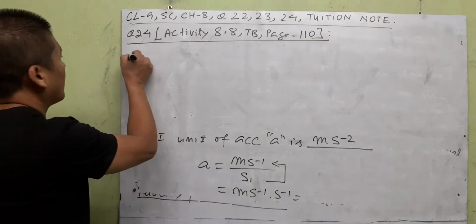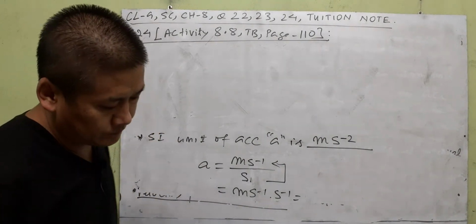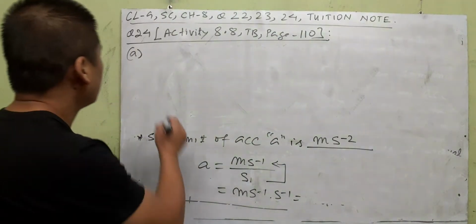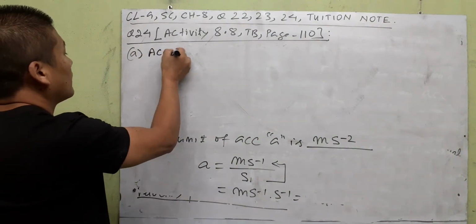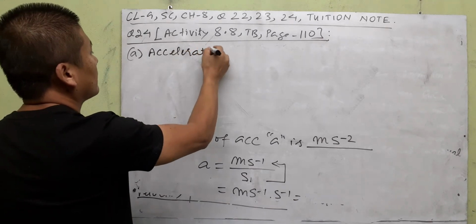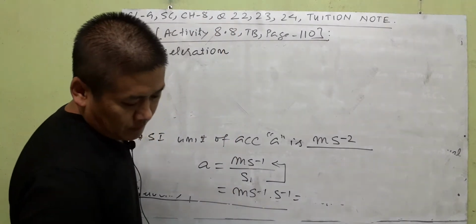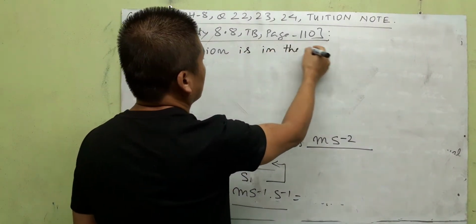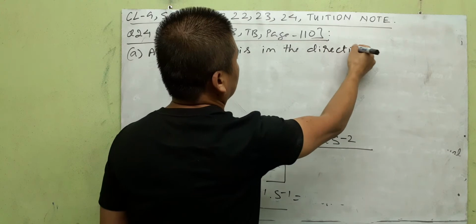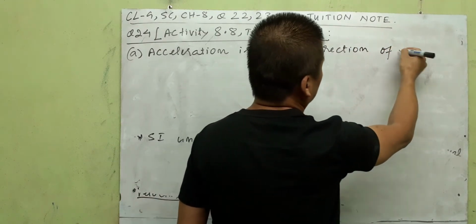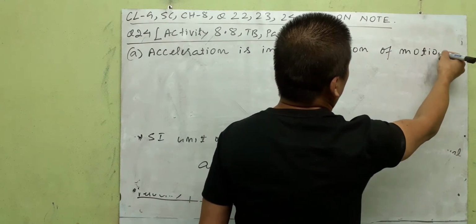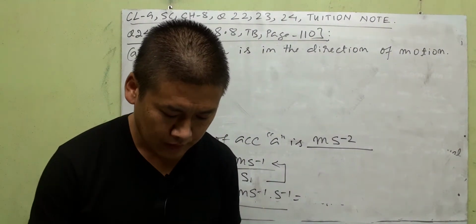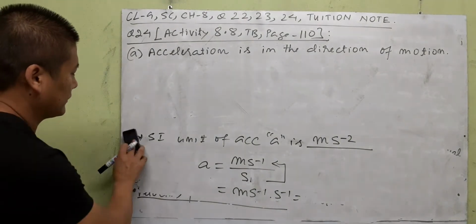An example of acceleration in the direction of motion. So write it down. Acceleration is in the direction of motion. Let us take an example and then we will be able to understand this one.